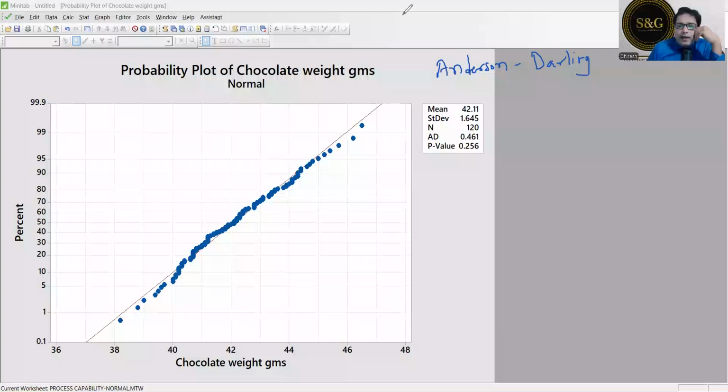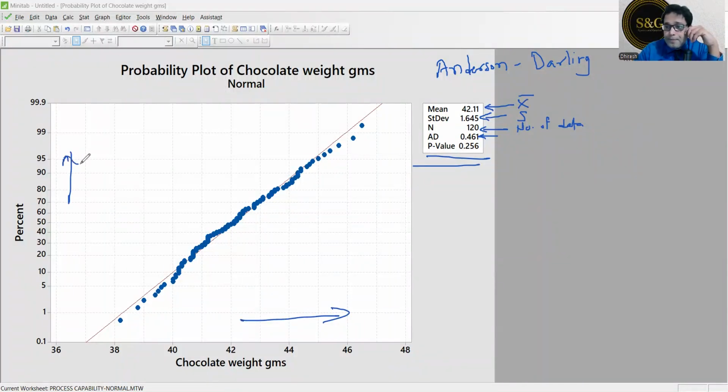Now here you can see first the mean, which is the average of the data points. Then the standard deviation, which is sigma of the data points. This is n, the number of data points. Then AD. There is a calculation for the AD value, but for us the AD value does not make any sense. For us, the value that has a lot of meaning is called the p value. Now this graph is made with the chocolate weight on the x-axis and the percentile of the data on the y-axis. Let's not get into the detail right now. I will explain later.